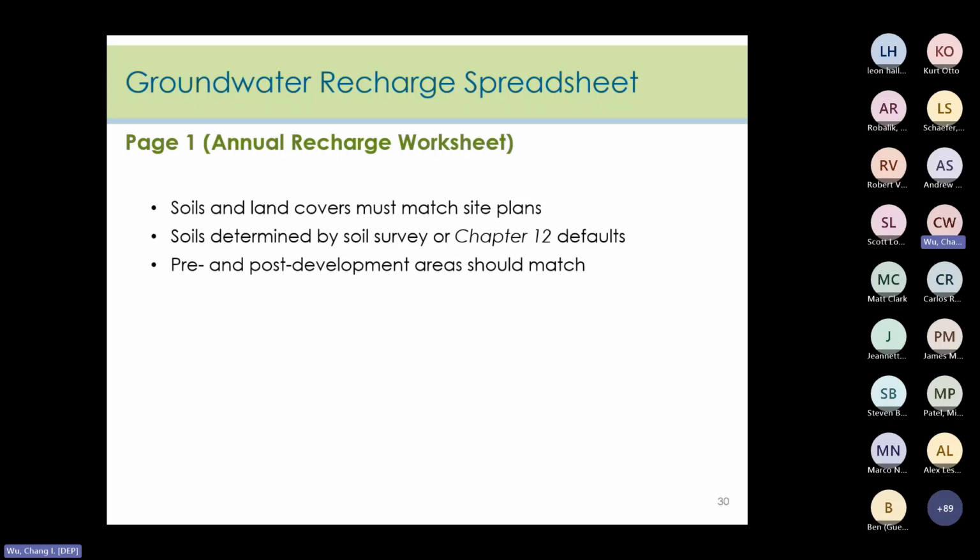A few notes for when you review the groundwater recharge spreadsheets. First, the soil and land cover must match the site plan. Soil is determined by the soil survey, which is from the NRCS Web Soil Survey and/or Chapter 12, and you can use the Chapter 12 defaults. And the pre- and post-development areas' acreage should match.